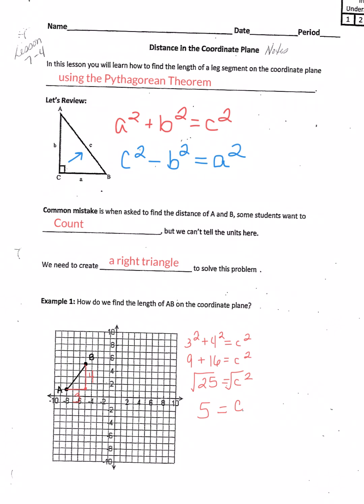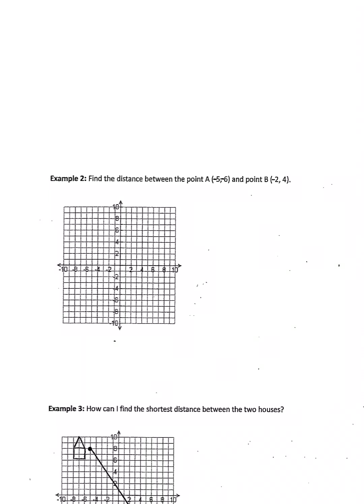You may also remember that this is our special right triangle because its side lengths are 3, 4, and 5. So if you ever see a triangle with legs that are 3 and 4, if you remember this, the hypotenuse will be 5. Now let's look at the next example. Let's look at example 2.